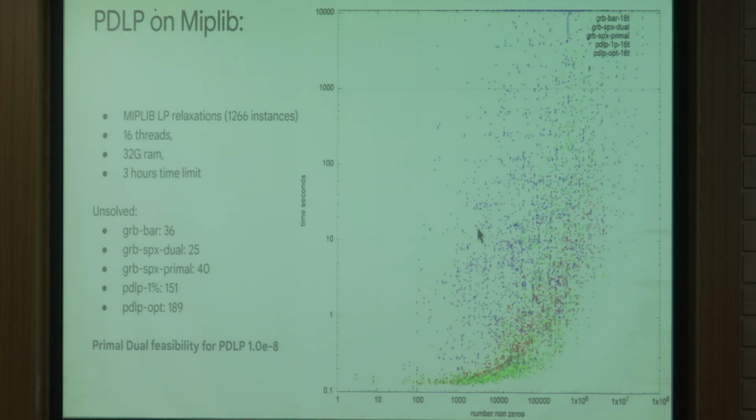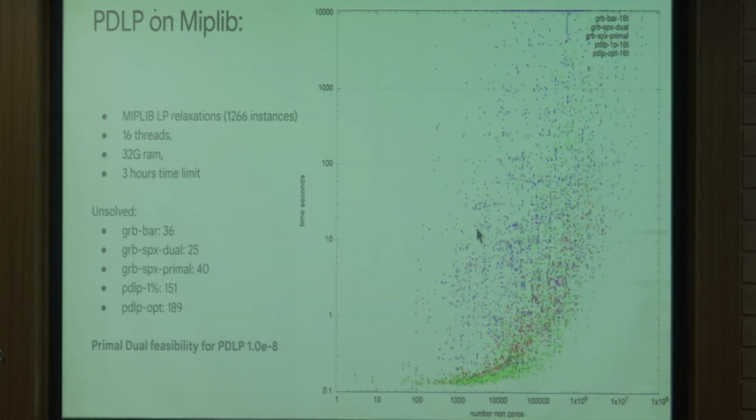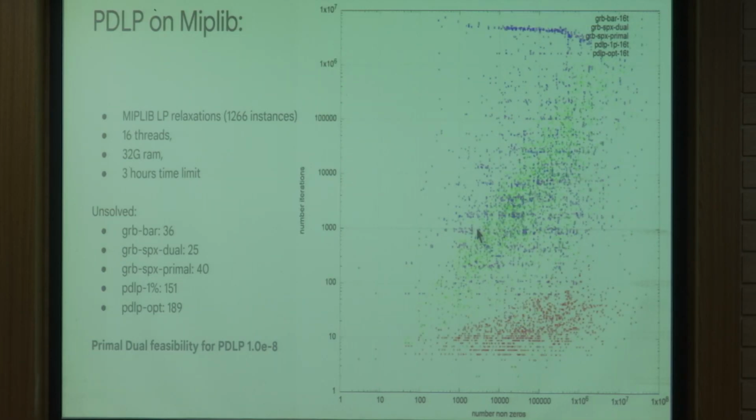The bluish and the purple. So the one that is up here and a few down there. The greens are simplex and the red is barrier. So it's still solved quite a bit. Number of iterations, it goes crazy too, but not always.